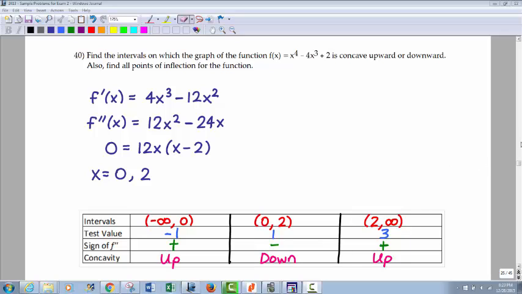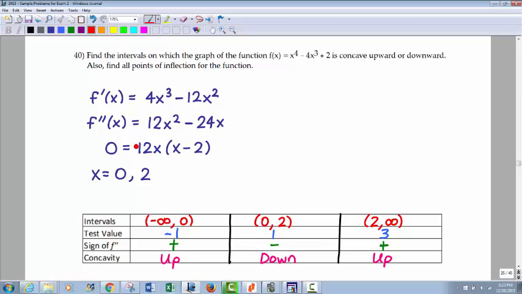So let's see. Okay, straightforward polynomial. No discontinuities. So you take the first derivative, 4x cubed minus 12x squared. Then we take the second derivative, which will be 12x squared minus 24x. Set that equal to 0.